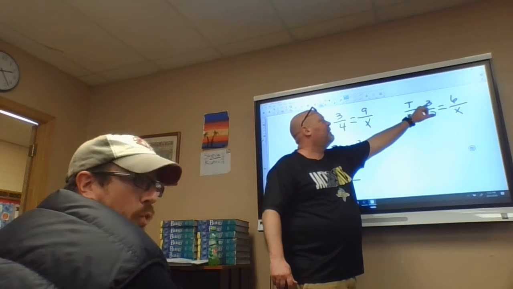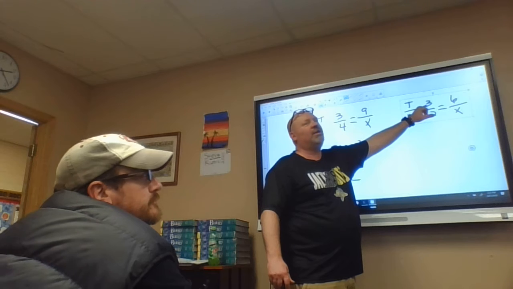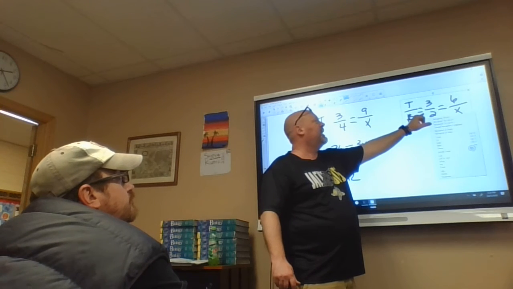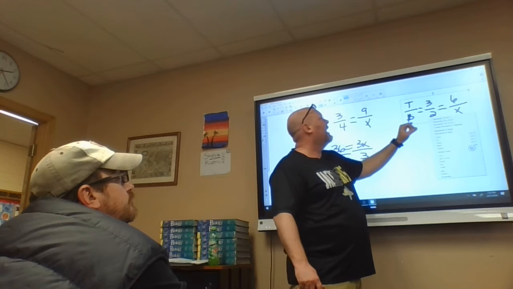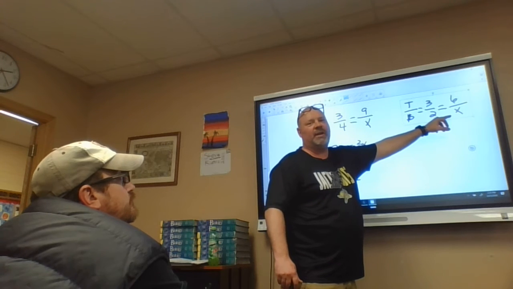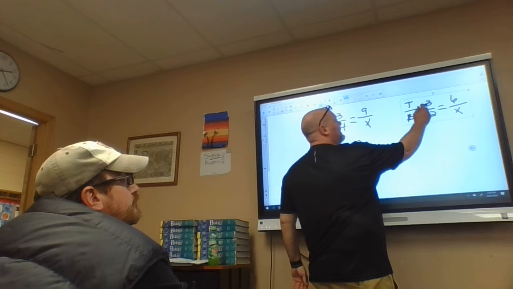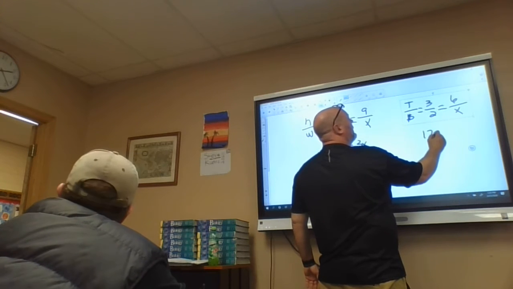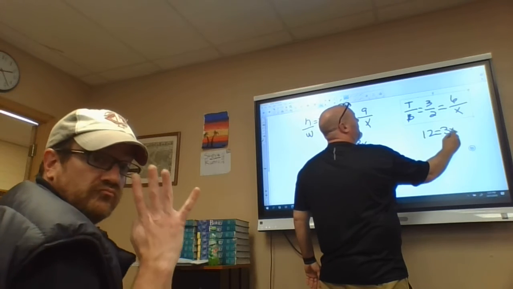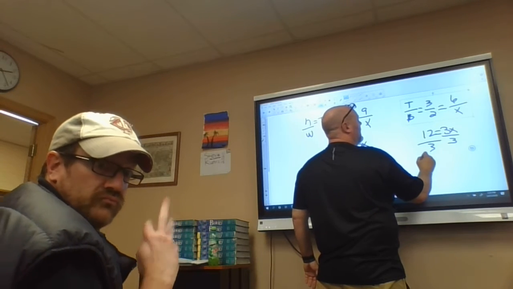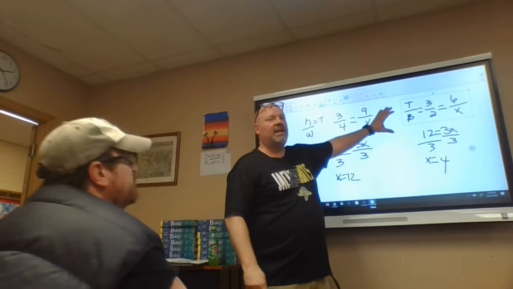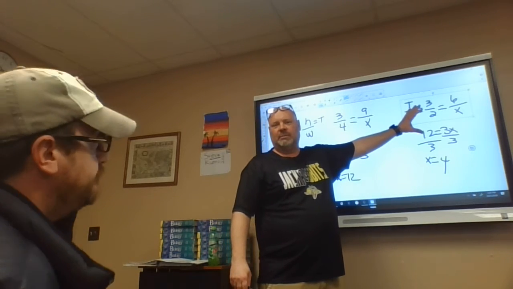If for every 3 tallias it equals $2, you set that up as tallias over dollars. I have 6 tallias. How many dollars is that going to be? Same thing. I set it up as tallias over dollars. 6 times 2 is 12 equals 3x. Divide by 3. x equals 4. Main thing is setting up your proportions. Okay?